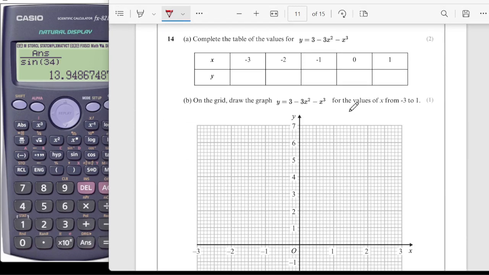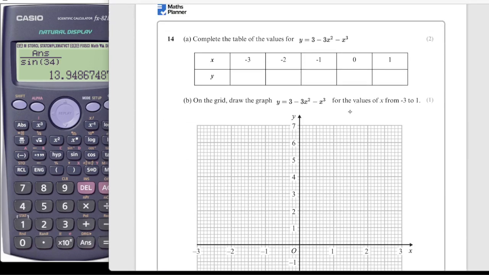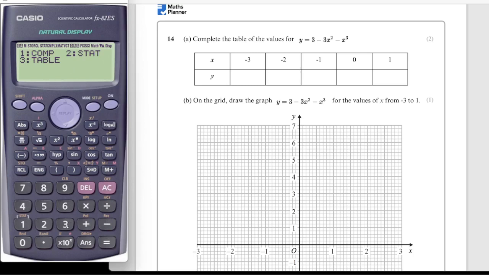Okay, question 14. Complete the table of values for y is equal to 3 minus 3x squared minus x cubed. So I'm going to use the table function on my calculator. You will be able to do a similar thing. I'm going to type it in as 3 minus 3 times alpha x squared minus alpha x cubed. So double check I've typed that in correctly: 3 minus 3 lots of x squared minus x cubed.